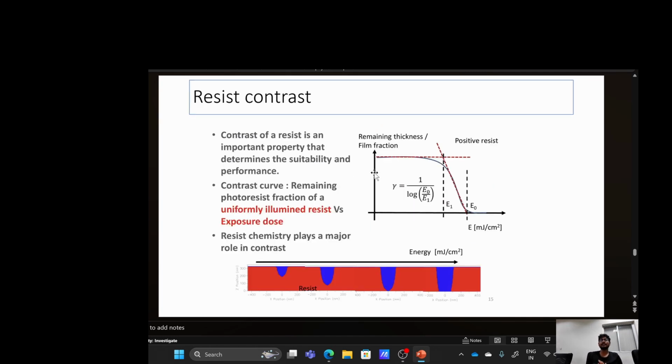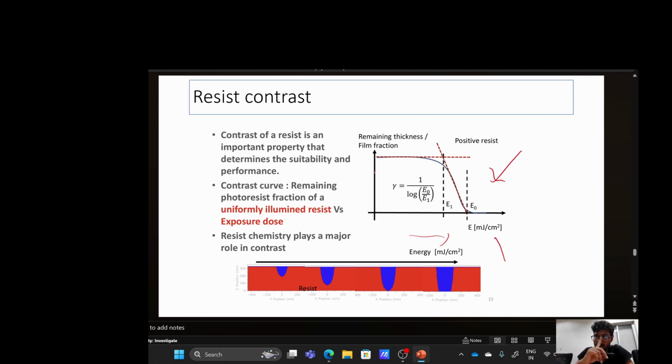Now this is the contrast of the resist. What is the contrast of the resist? This is the resist contrast curve. It shows the remaining thickness against the energy of the lamp, that is, the energy of the dose you are providing.